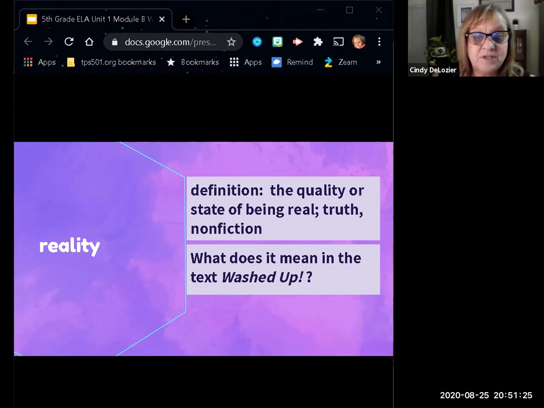In your notes, please draw a quick picture of a TV with reality written inside. Then write quality of being real and truth.